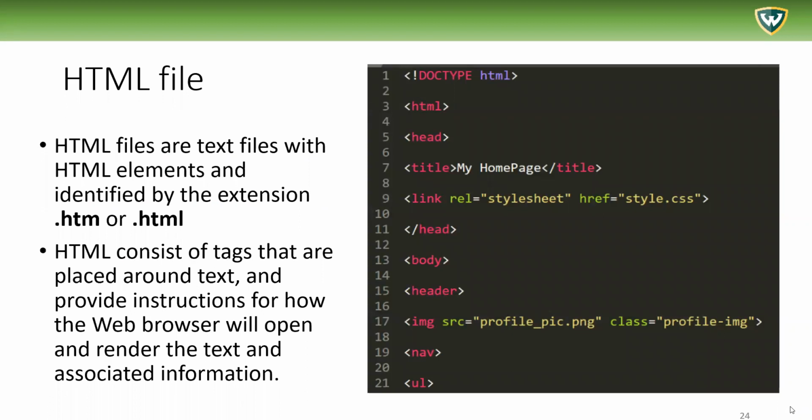So what's an HTML file? HTML files are text files with HTML elements, identified by the extension .html on the name of the file itself, or .htm, and essentially there's no difference. HTML consists of tags that are placed around text and provide instructions for how the web browser will open and render the text and associated information.